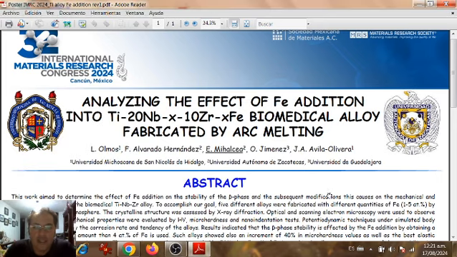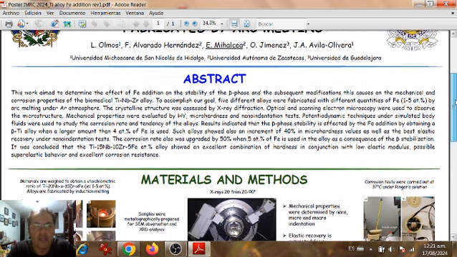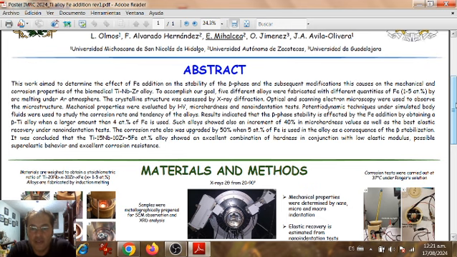Hello, I will present the work entitled Analyzing the Effect of Iron Addition into Ti-20Nb-10Zr-Fe biomedical alloy fabricated by arc melting. The main purpose of this work is to analyze the iron effect on the stability of the beta phase of titanium and the consequence of this addition on the mechanical and corrosion properties.